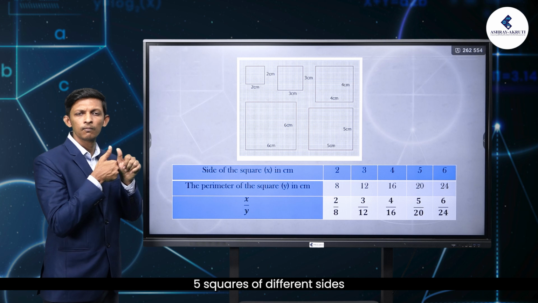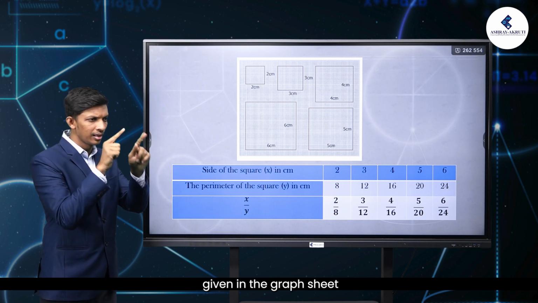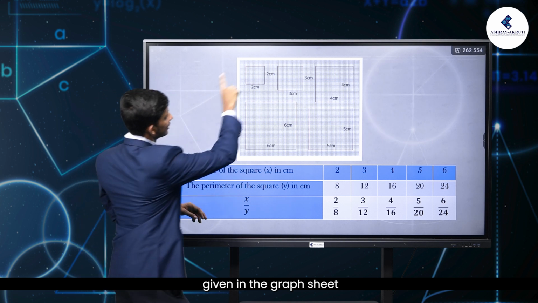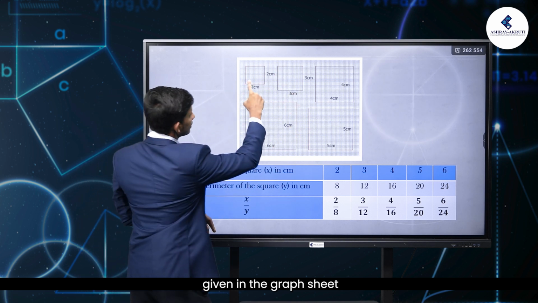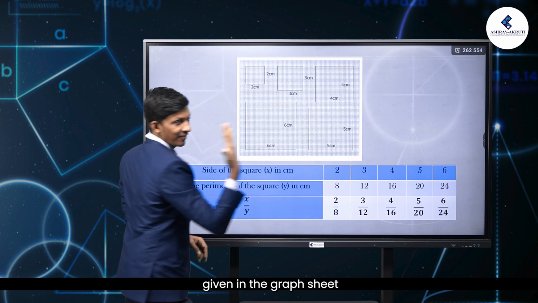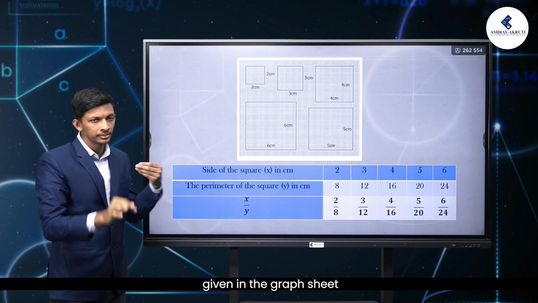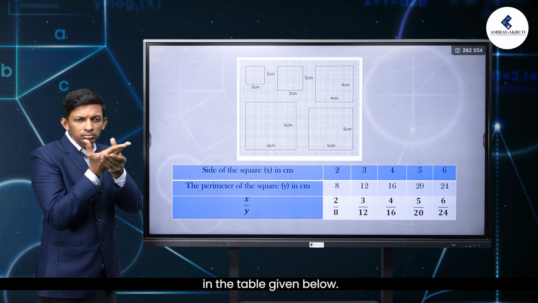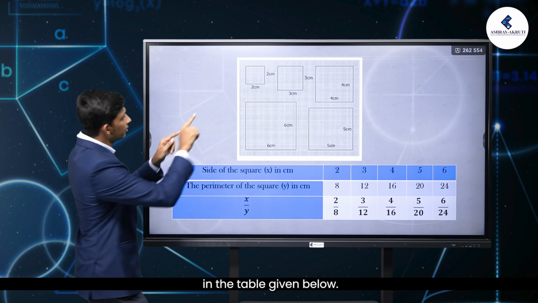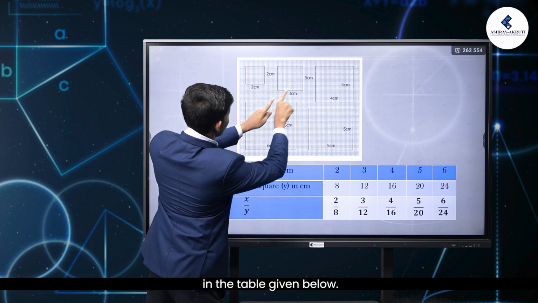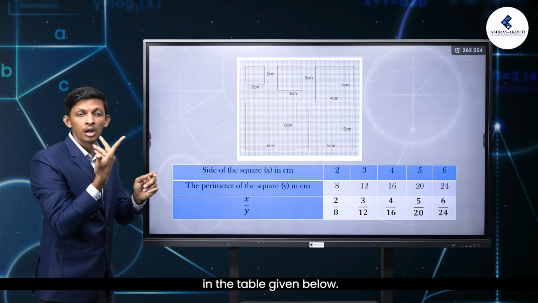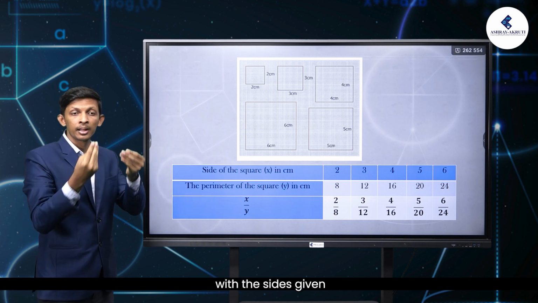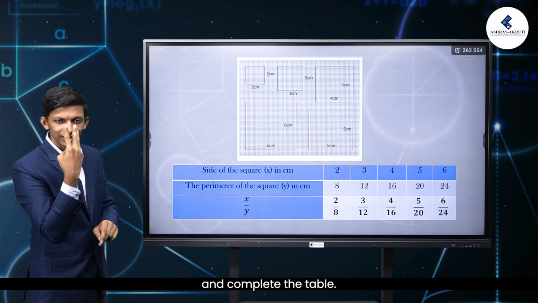Observe the following 5 squares of different sides given in the graph sheet. The measures of the sides are recorded in the table given below. Find the corresponding perimeter and the ratios of each of these with the sides given and complete the table.